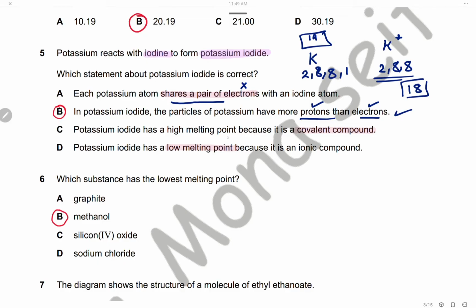Potassium iodide has a high melting point because it's covalent. This is of course wrong, it's ionic. Potassium iodide has a low melting point because it's ionic. This is of course wrong. Ionic compounds have a high melting point, so the only correct statement is B.